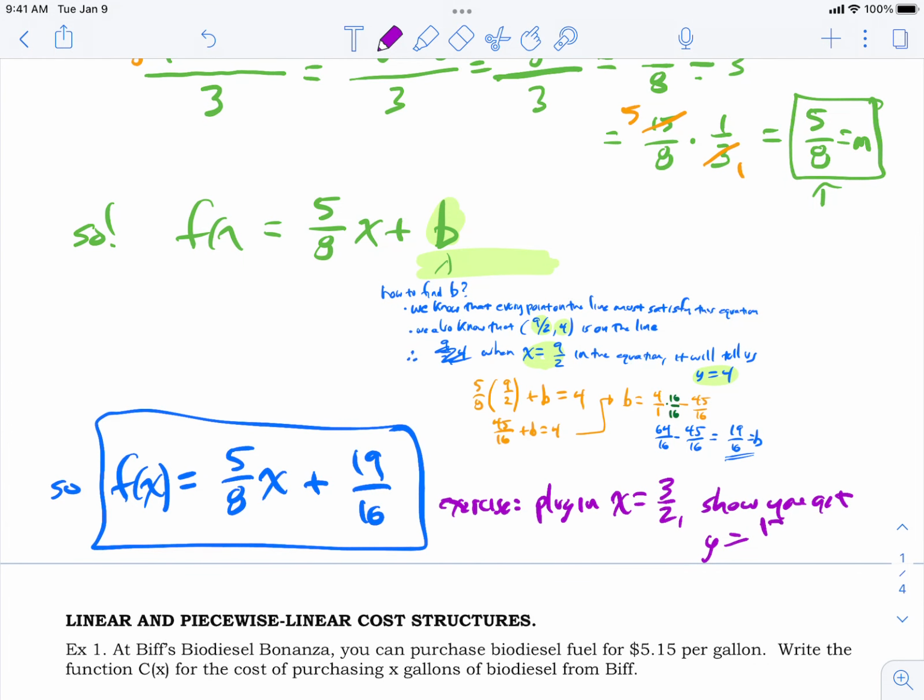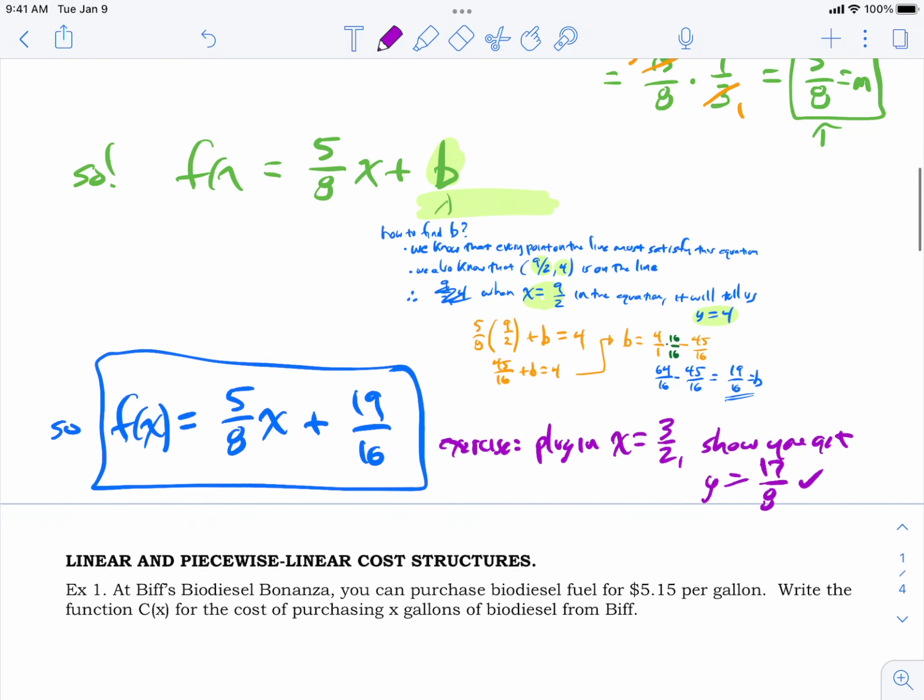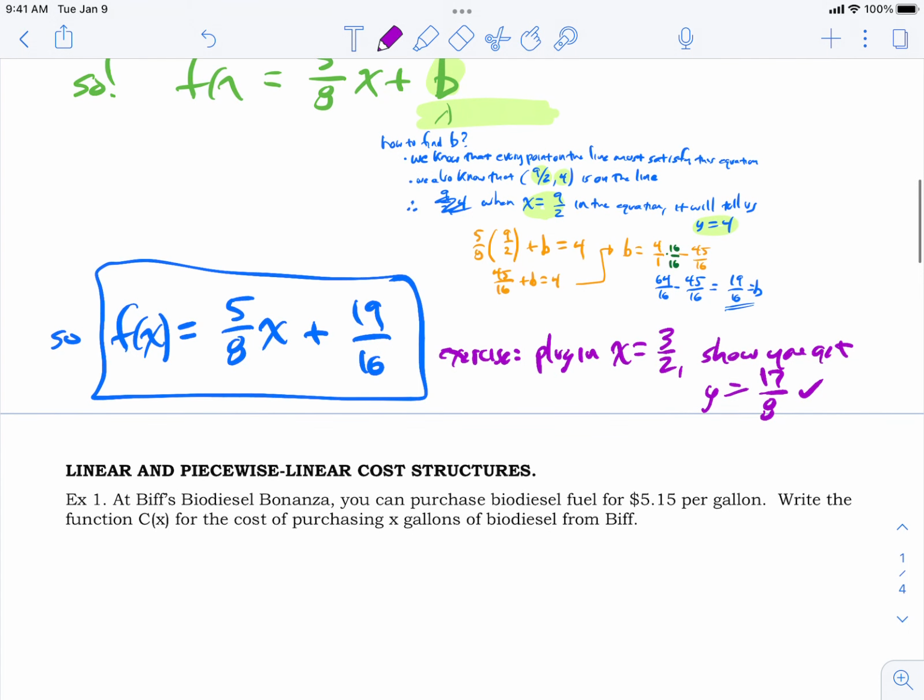17/8. And I actually did this to make sure it was working. And it did. And you should do that. Make sure it's working. Especially if you want to make sure, I guess.